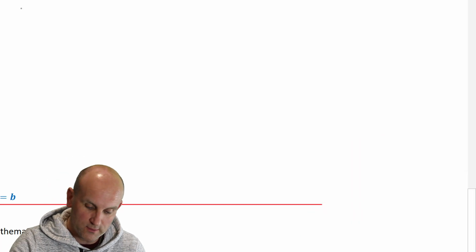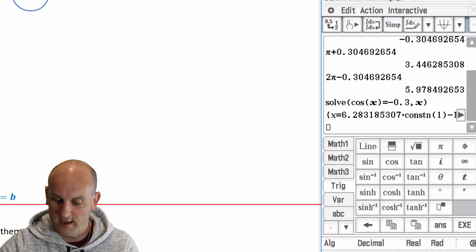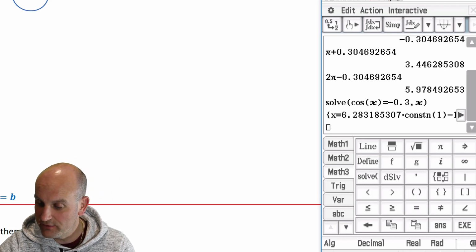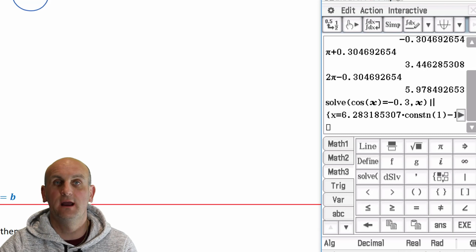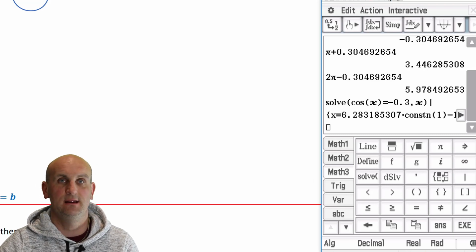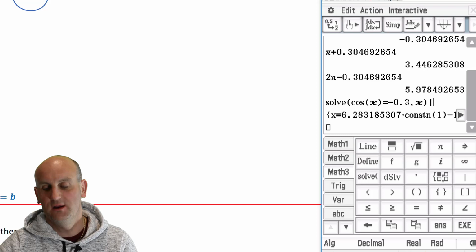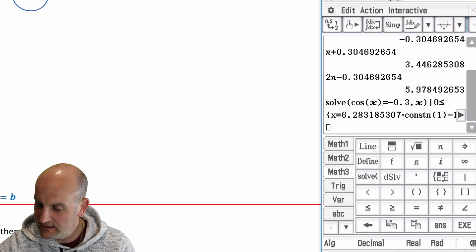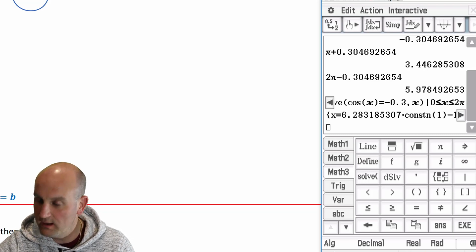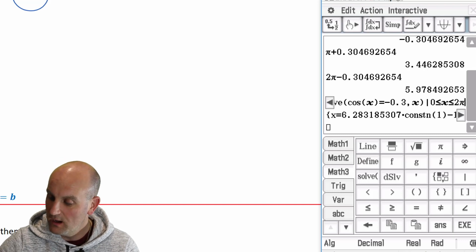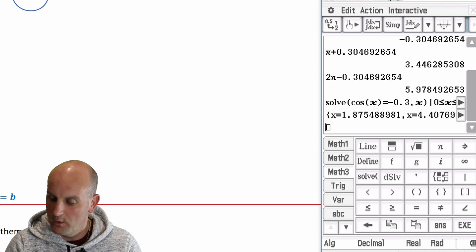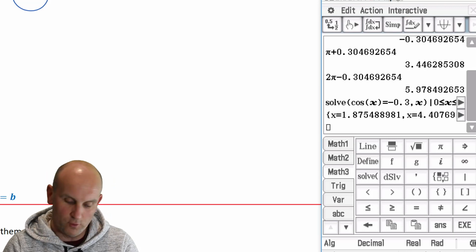How do we know that? Well, the question here says limit it between 0 and 2 pi. So, how do I do that on my calculator? Well, it's actually easy. Going to Math 3, I can put this vertical line, and that vertical line says limit my domain. All right? It can also say put a value in, but that's beyond this. And what I'm going to say is I want to limit it between 0, less than or equal to x, less than or equal to 2 pi. So again, I'm putting that in terms of radians.